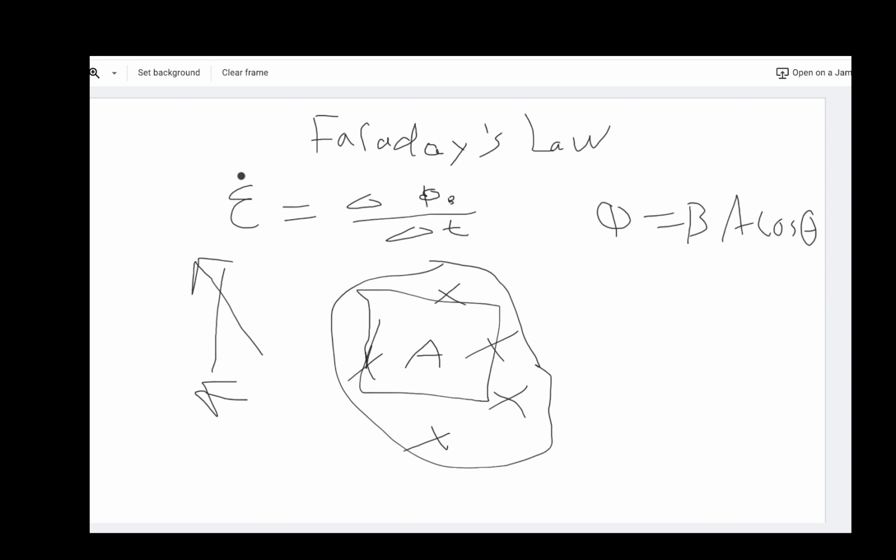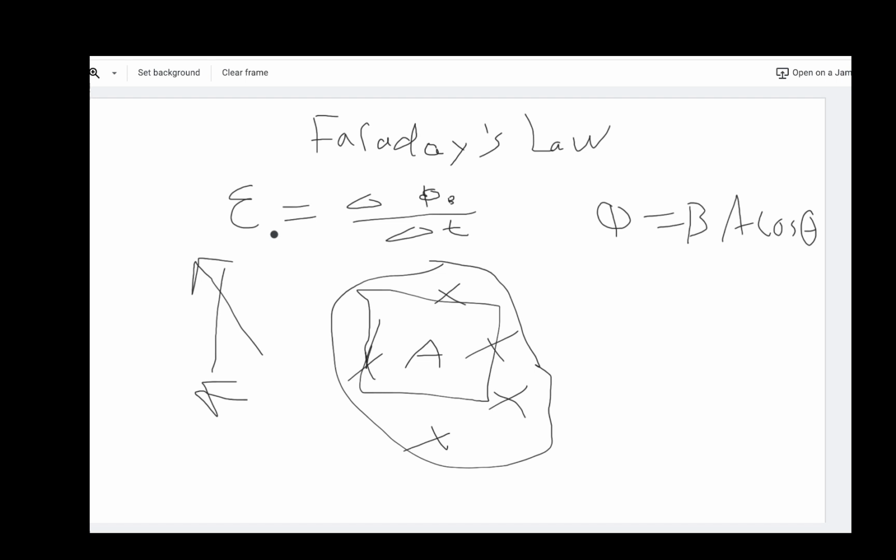Now, the cool thing about Faraday's law is that the fact that there is an EMF, or electromotive force, means that we can induce a current. If flux changes, and the area doesn't change, that means the field changes. So a changing magnetic field can create a current. That means that inherently a magnetic field and an electric field exist within each other.